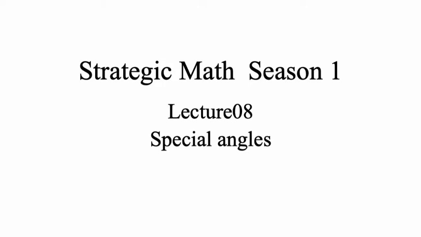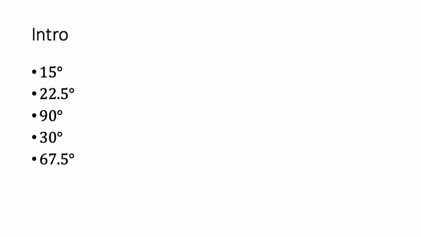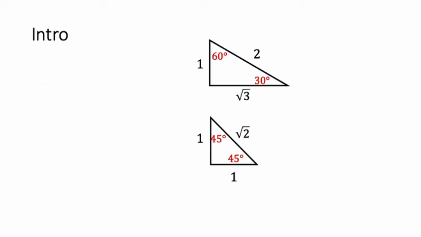In our 8th lecture, we're going to talk about special angles in geometry. These are the angles that we're going to talk about today: 15 degrees, 22.5 degrees, 90 degrees, 30 degrees, and 67.5 degrees. Before we begin, there are two kinds of special angles that you need to know. One is the 30 and 60 degree, and the other is the 45 and 45 degrees. You also need to remember the ratio of their lengths.